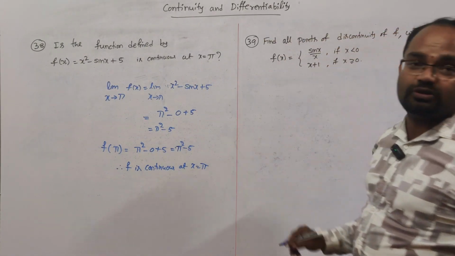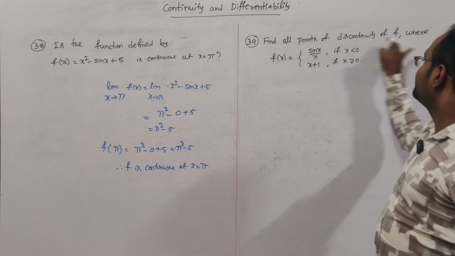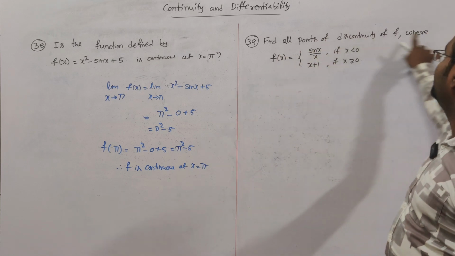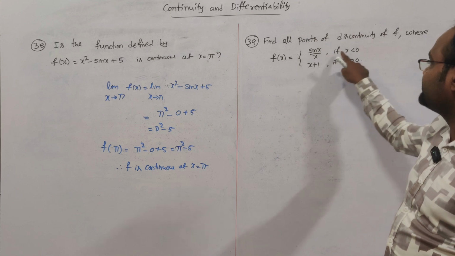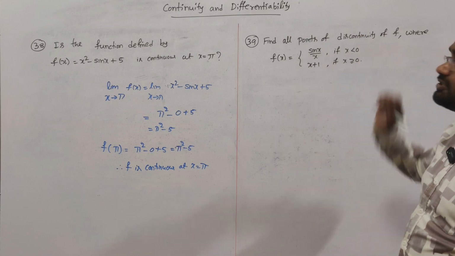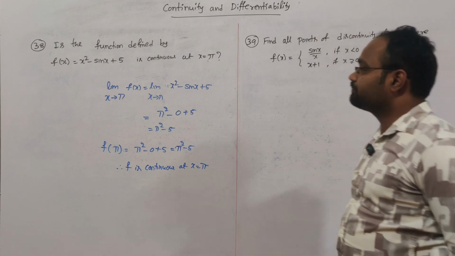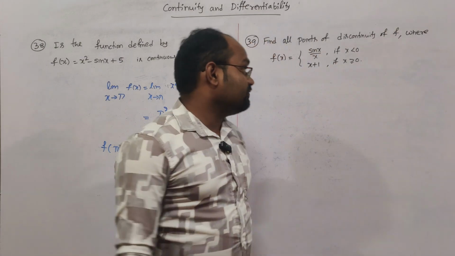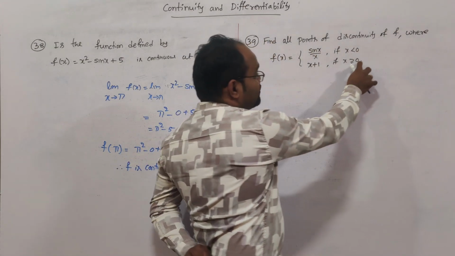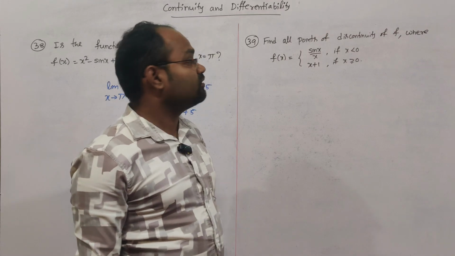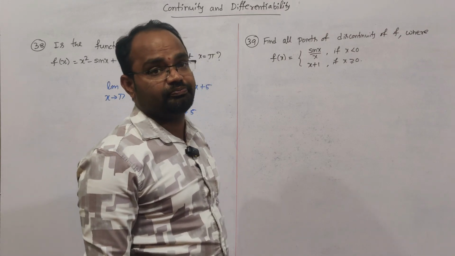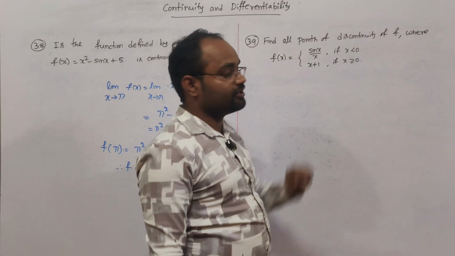Let's see how to solve it. Find all the points of discontinuity where f of x is sin x by x if x less than 0, x plus 1 if x greater than or equal to 0. Now the point of discontinuity may exist at x equal to 0, because that is the point of separation.